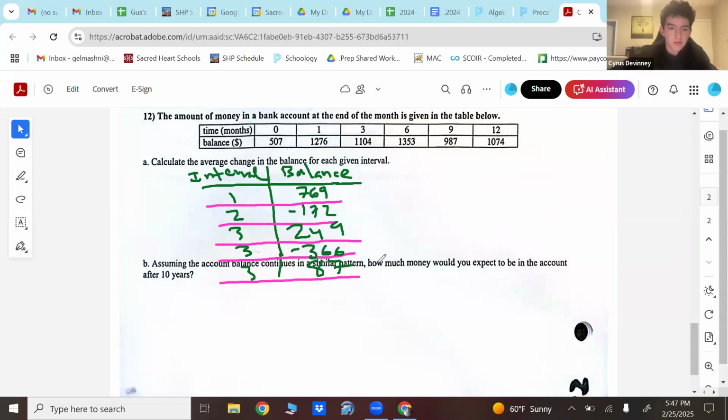Wait, wouldn't the interval be like 0, 1, 3, 6, 9, 12? No, the interval, you have to take the difference. Oh. Because time is X and balance is Y, you're doing change of Y over change in X, essentially. That's what you're calculating. I think I understand.